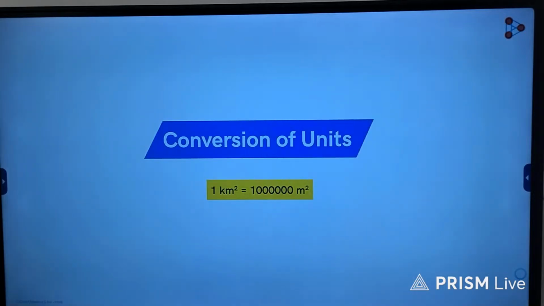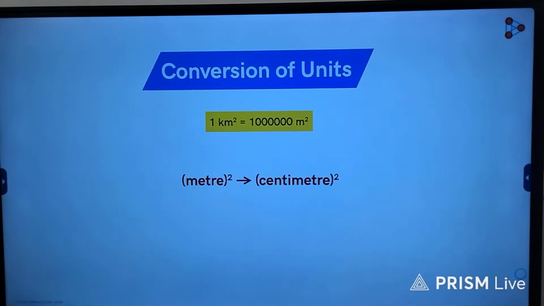We can try this unit conversion for meter square to centimeter square as well. We know that 1 meter square can be written as 1 meter multiplied by 1 meter. Now, all we need to do is to convert 1 meter into 100 centimeters in this equation, and we get 1 meter square equals 10,000 centimeters square.